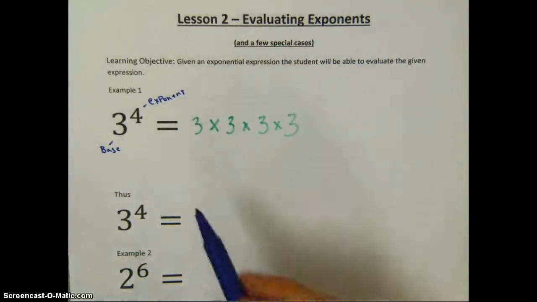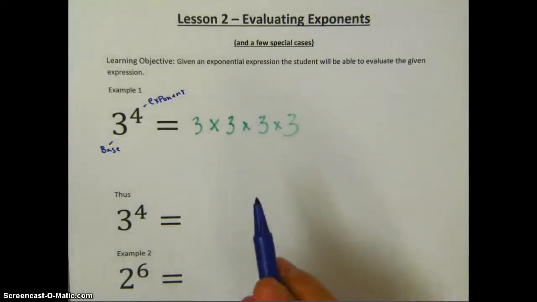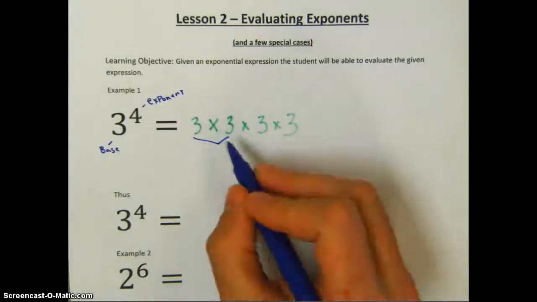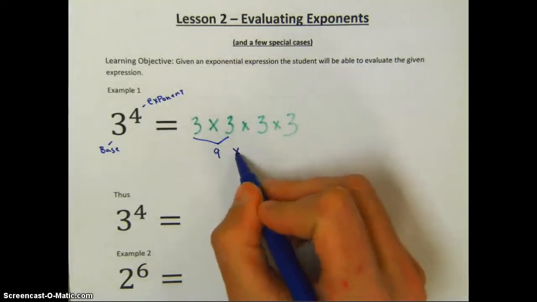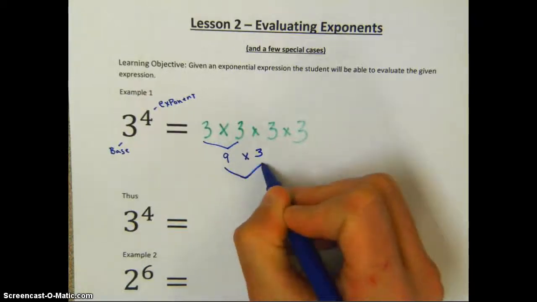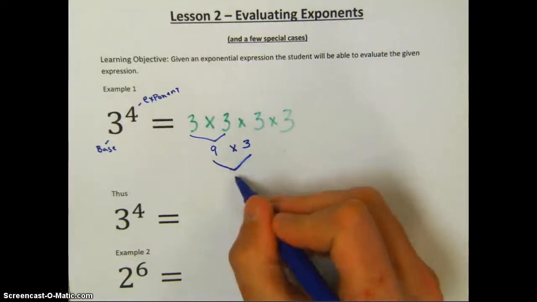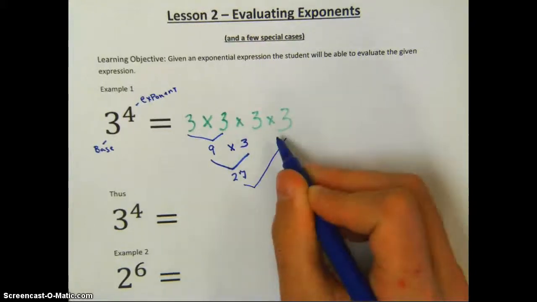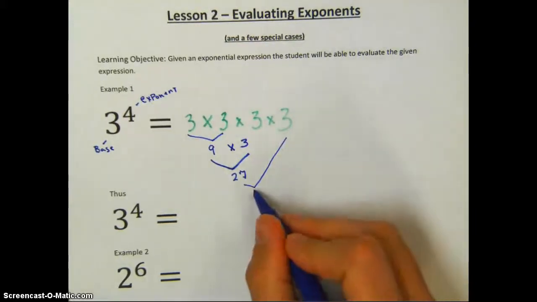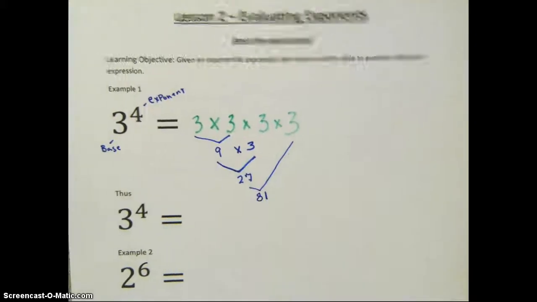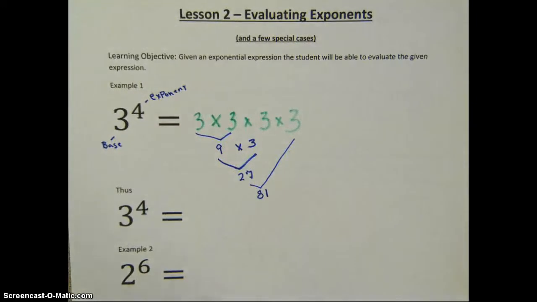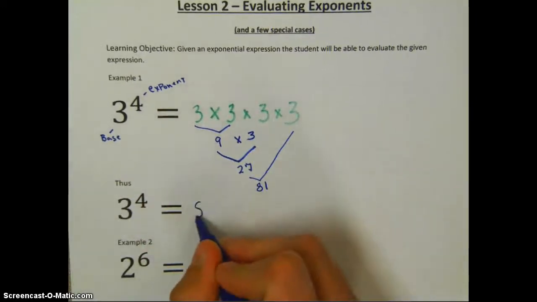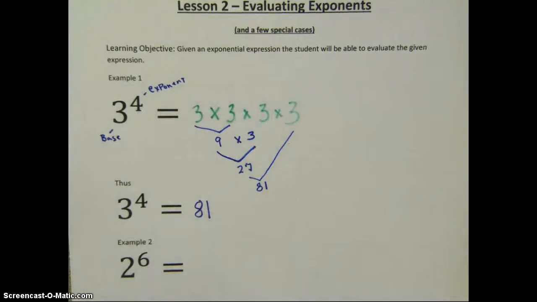Okay? Now we are actually going to solve this, or evaluate. And how we do that is we can just do it piece by piece. So 3 times 3 is 9. Let's times it by another 3. 9 times 3 is 27. And 3 times 27 is 81. So 3 to the 4th power is 81.